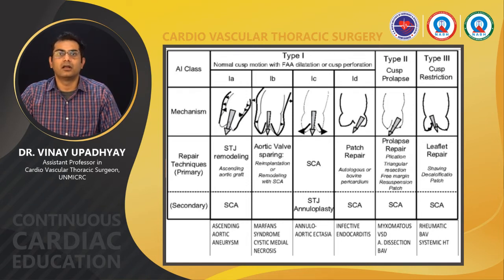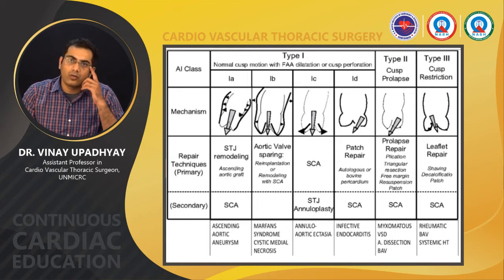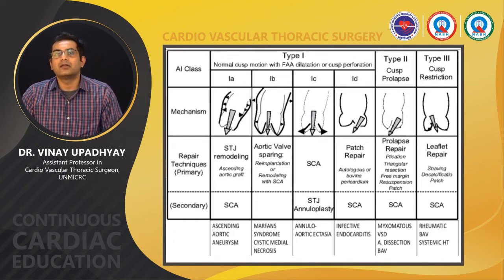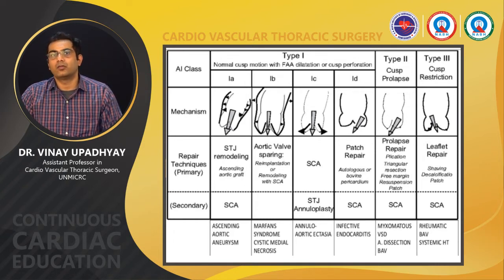Associated lesions and repair technique in type 1: type 1A, which is dilated STJ, so an ascending aortic graft is sufficient for these. Type 1B is aortic valve sparing techniques, right? Reimplantation and remodeling techniques. Third is cusp perforation, type 1D, which is patch repair, autologous or bovine pericardium. And type 1C is where your STJ annuloplasty is sufficient.